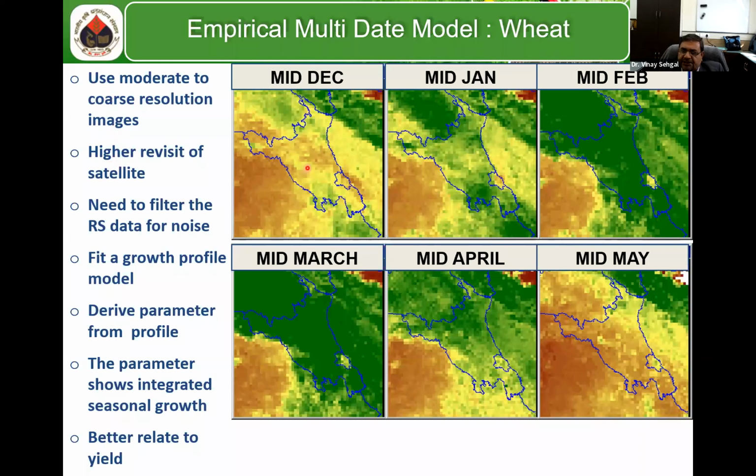Because of this coarser resolution, we have a high revisit of the satellite. And there is always, as I had shown, noise in the remote sensing data. So we need to filter that kind of noise before working on this and actually fit a curve, which we call a growth profile. And from that curve, we derive certain parameters. Those parameters show the integrated seasonal growth. So instead of a single day of remote sensing data, now we have used the data throughout the crop growth season. And whatever parameter you derive from this profile relates much better to yield than single day data.